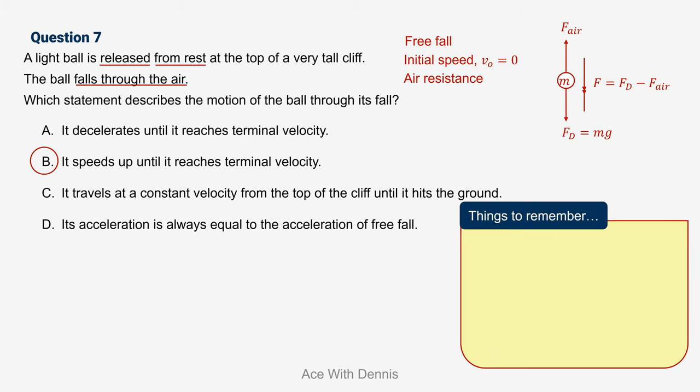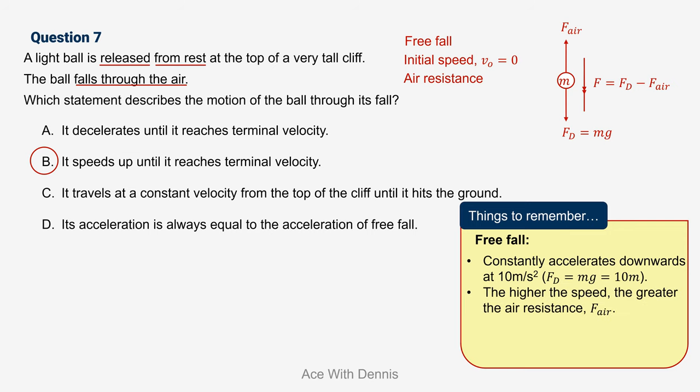The thing you need to remember is that for free fall, the object constantly accelerates downwards at 10 meters per second squared. So the driving force Fd will be equal to mg. If this happens on Earth, it will be 10m. The higher the speed, the greater the air resistance Fa. When it reaches the terminal velocity, the driving force Fd will be equal to the air resistance Fa. Hence, the resultant force F will be equal to 0.